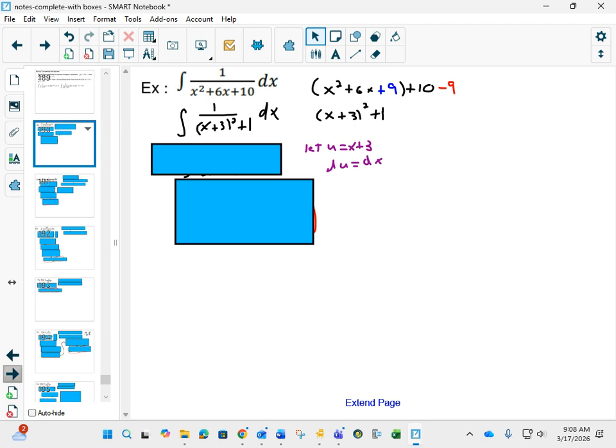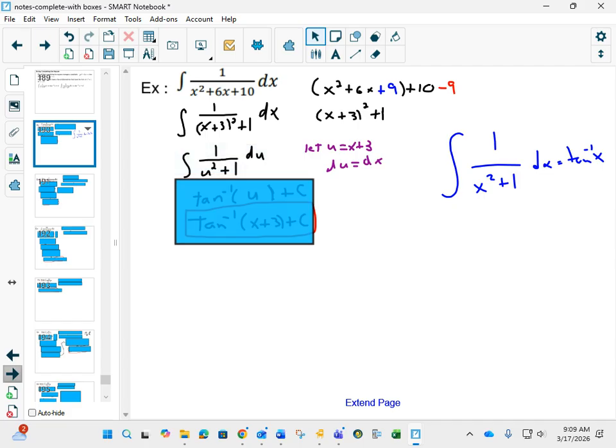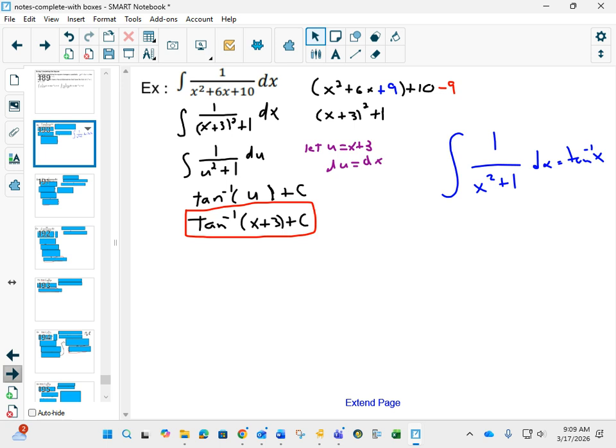I have in my mind, right, the integral of 1 over x squared plus 1 dx is tan inverse x. I have that in my mind. So now if I make my u x plus 3, my du becomes dx. This just becomes tan inverse of u plus c. And we have tan inverse of (x plus 3) plus c.